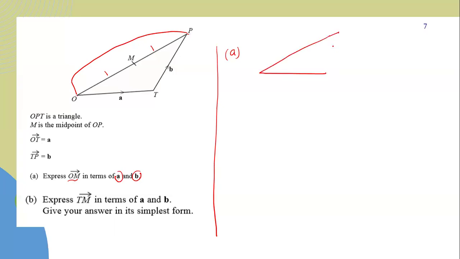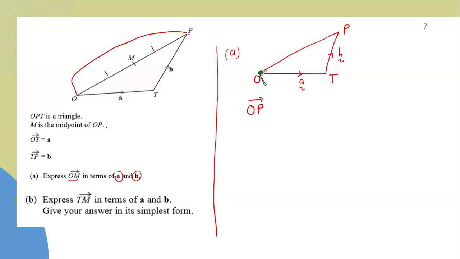So I'm going to come here and first get the vector O to P. This is O, this is T, and this is P. This is O to T, which is A. This is T to P, which is B. Now, in order for me to get O to P, OP means I start from O and I move towards P. But the only way I can move from O to P is using this path. I start from the starting point, which is O.